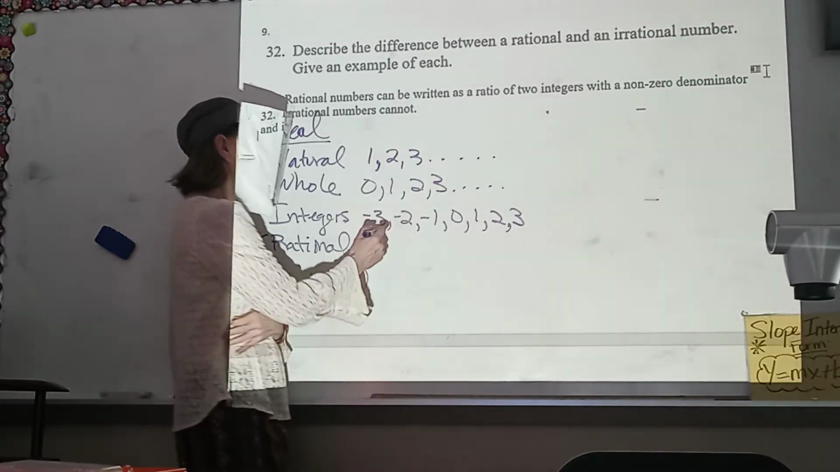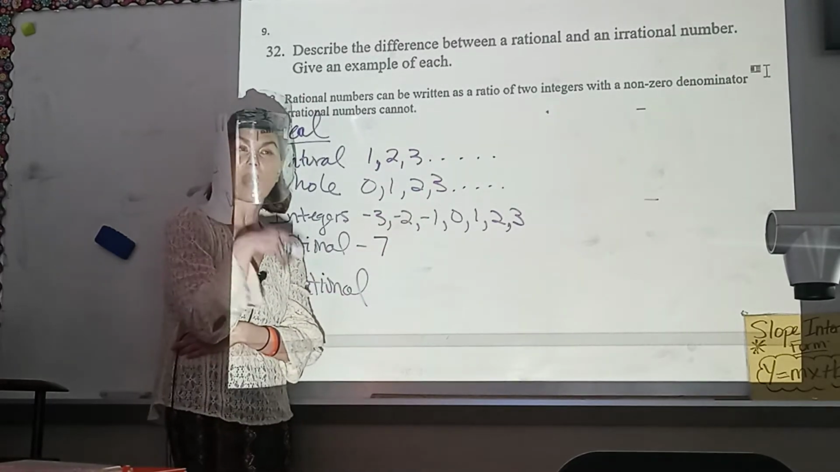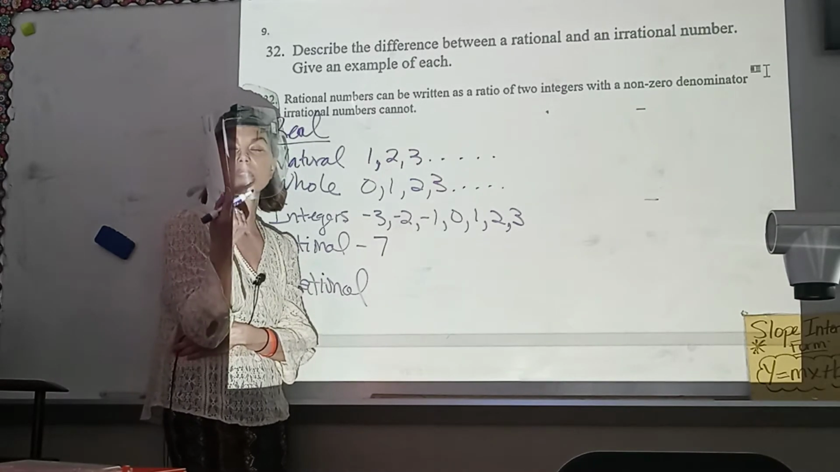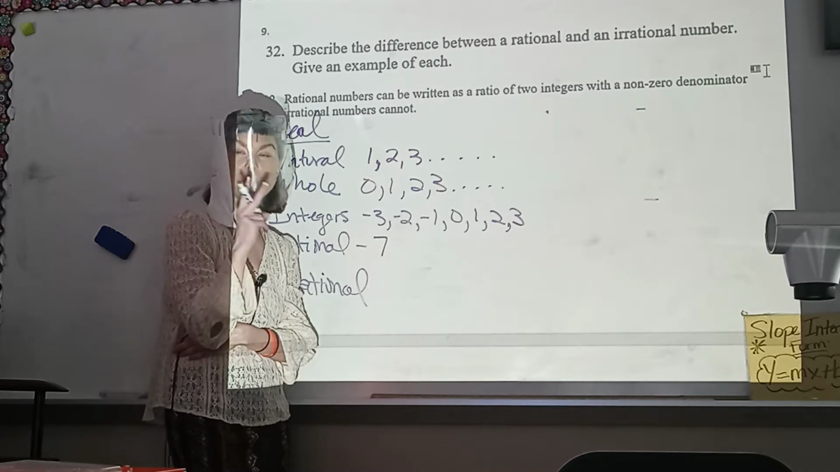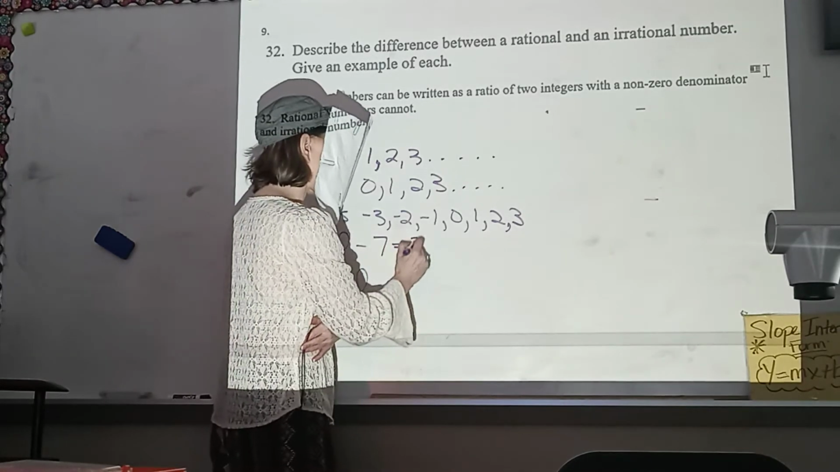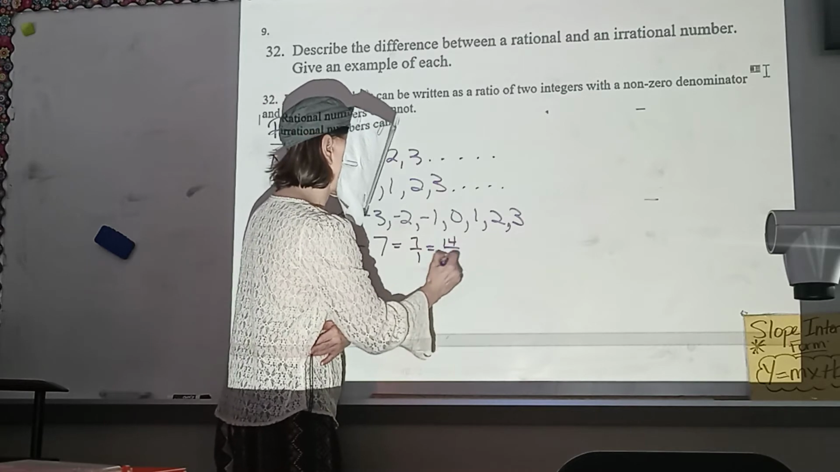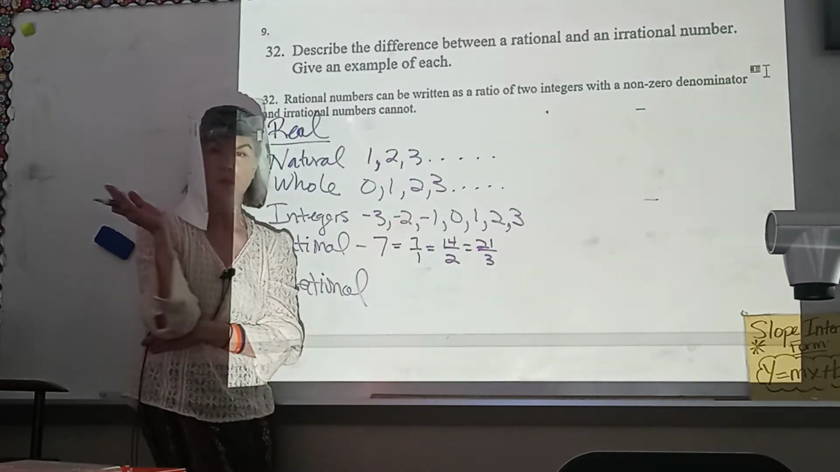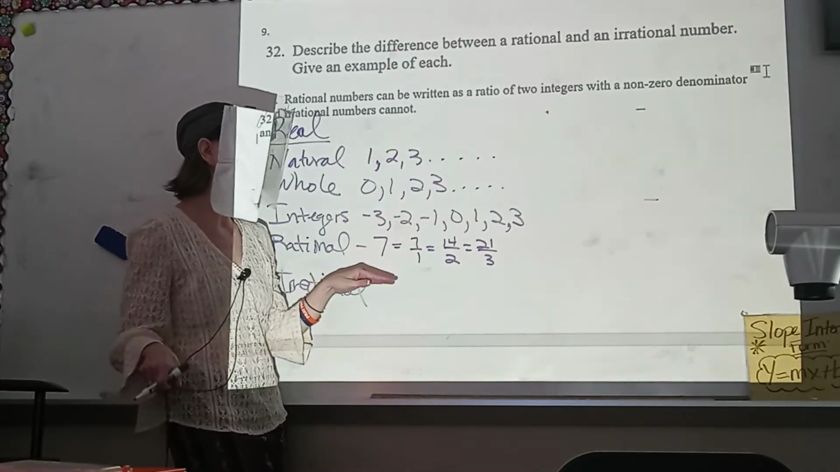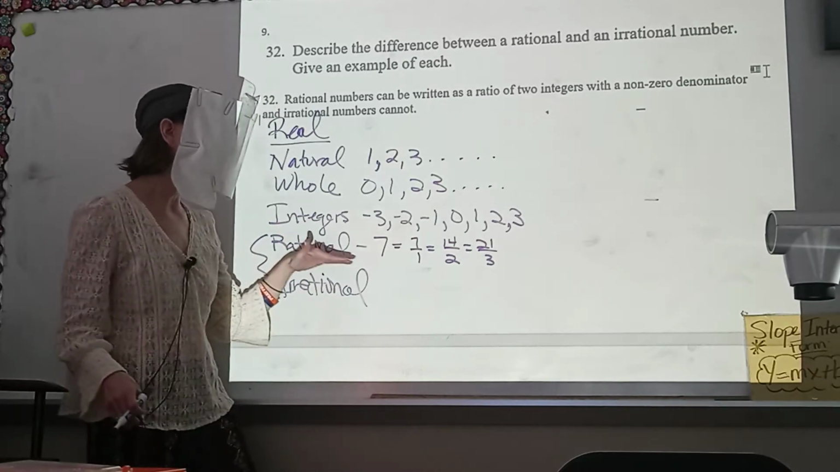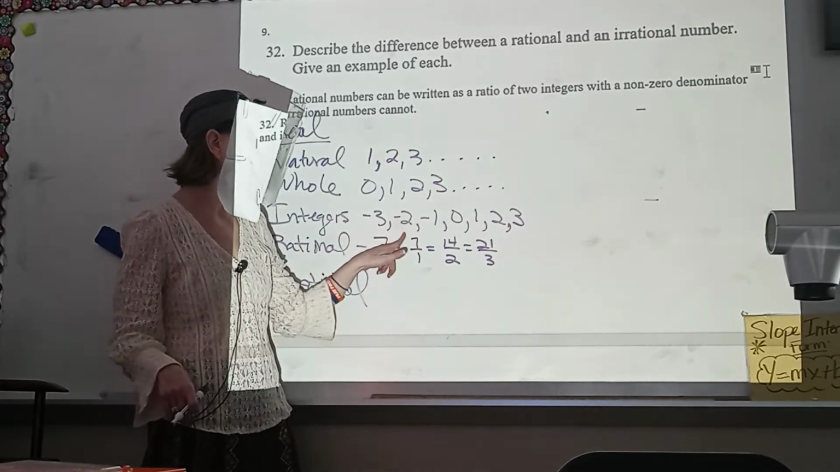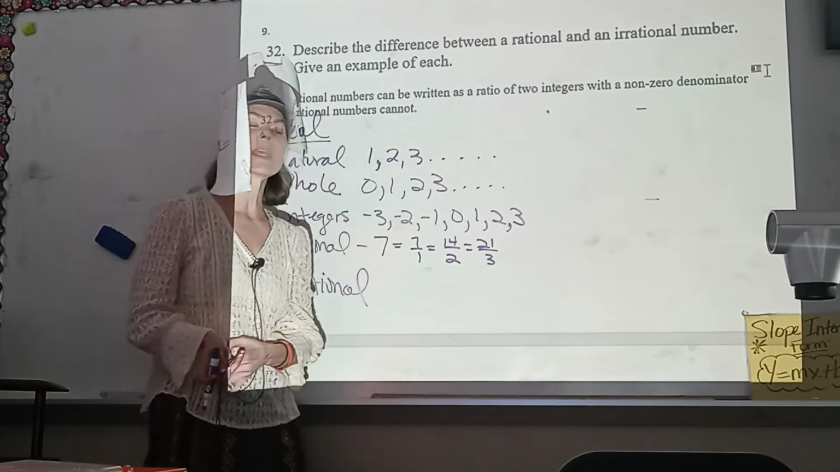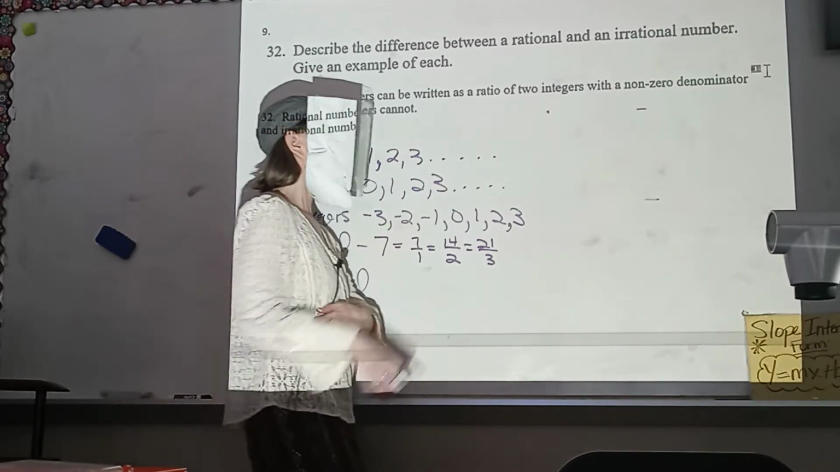So, for example, the number 7, everybody write that down. You're writing this as I'm writing it in your bell works, okay? And so how can we express the number 7 as a ratio of two integers? We can write this as 7 over 1. We can write it as 14 divided by 2. We can write it as 21 divided by 3, and so on and so forth, okay? So you guys get the idea. A rational number can be written as a ratio of two integers where the number in the denominator cannot be 0.